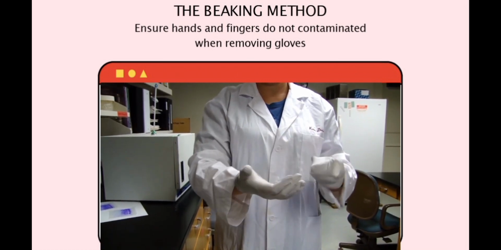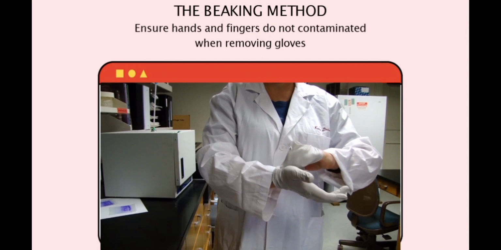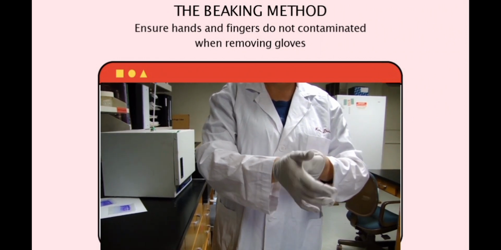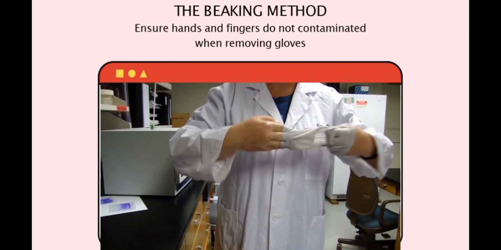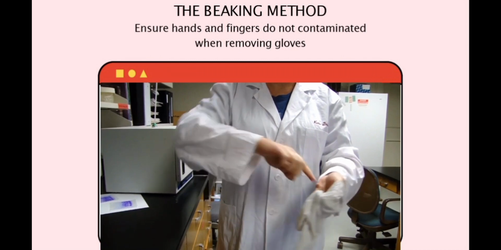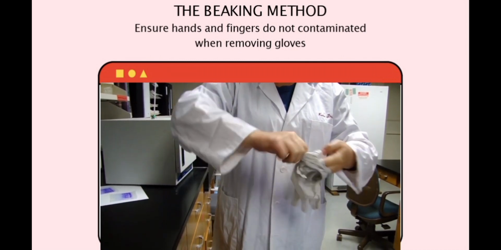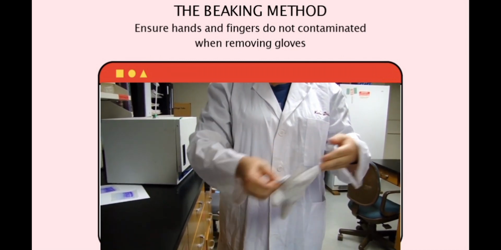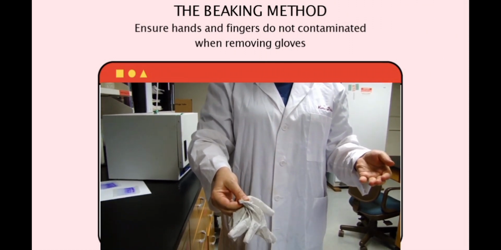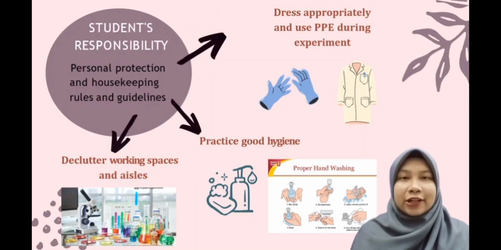Use the beak to pinch the opposite glove at the base and pull the cuff. Roll the glove inside out and off the hand. With the ungloved hand, use the index finger to pull the beaked glove off at the base and dispose of it into a waste container. Not only that, students should practice good hygiene.